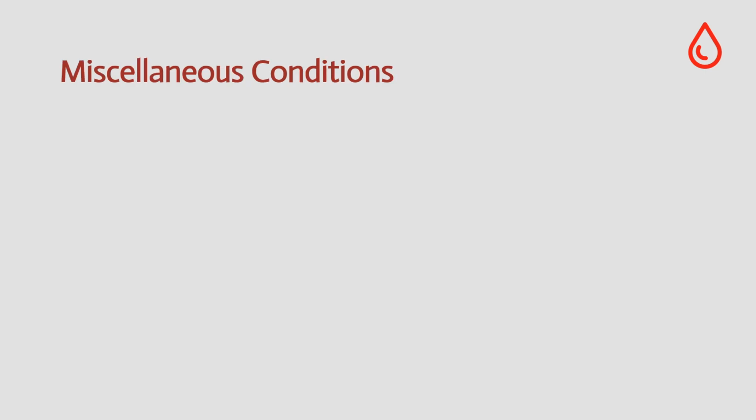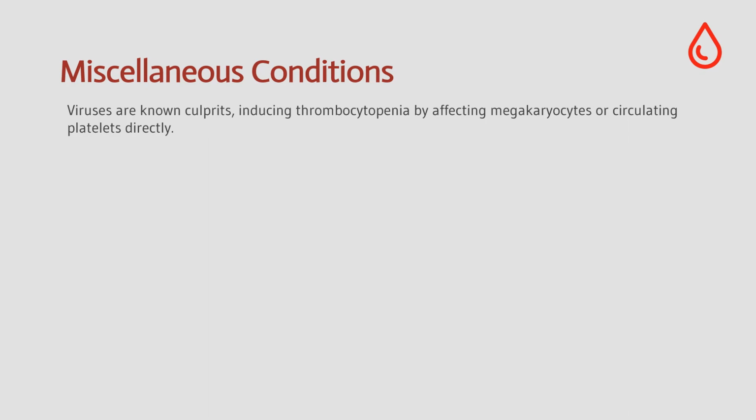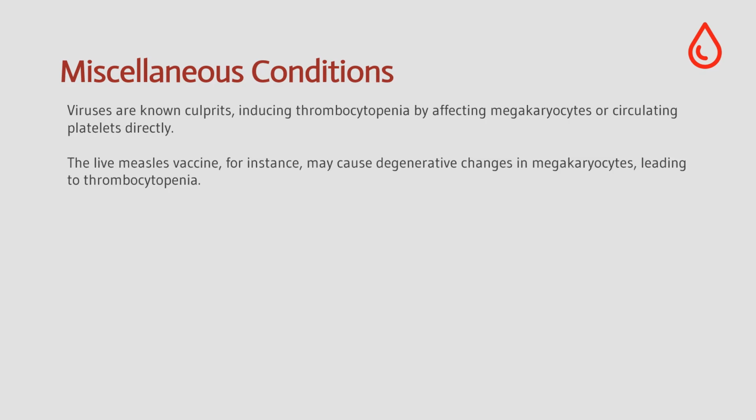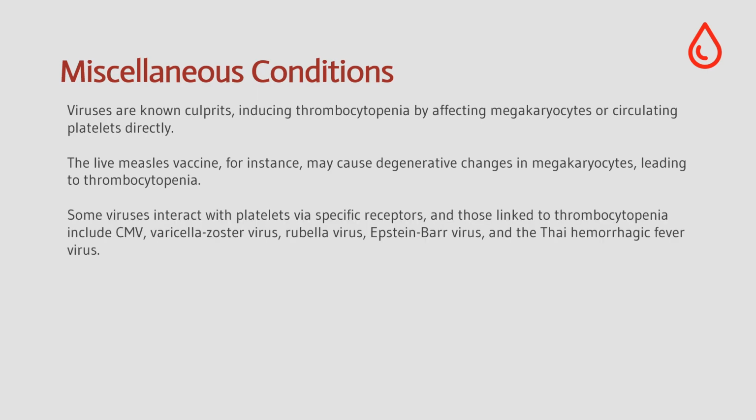Let's explore some miscellaneous conditions that can lead to thrombocytopenia. Viruses are known culprits, inducing thrombocytopenia by affecting megakaryocytes or circulating platelets directly. The live measles vaccine, for instance, may cause degenerative changes in megakaryocytes, leading to thrombocytopenia. Some viruses interact with platelets via specific receptors, and those linked to thrombocytopenia include CMV, varicella-zoster virus, rubella virus, Epstein-Barr virus, and the Thai hemorrhagic fever virus.